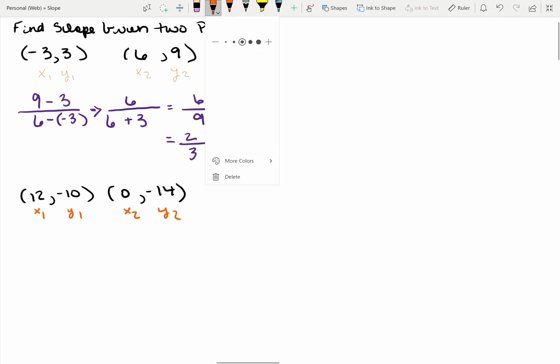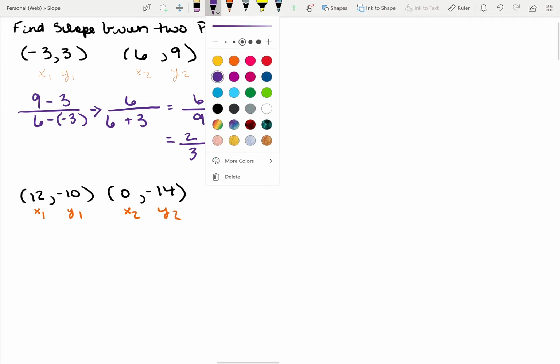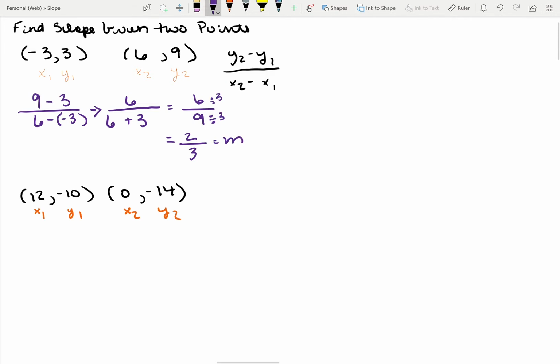Okay, so this time I'm going to start out, let's change my color back to purple. I want to start out by using the formula that we have. So that's y sub 2 minus y sub 1 all over x sub 2 minus x sub 1. Okay, from here I'm just going to plug in the numbers. So I have y sub 2, not x sub 2, but y sub 2, which is -14, minus y sub 1, which is minus -10. And then in our denominator, we have x sub 2, which is 0, minus x sub 1, which is 12.